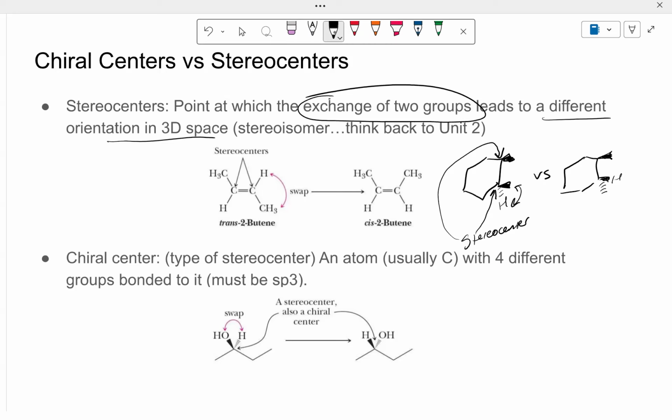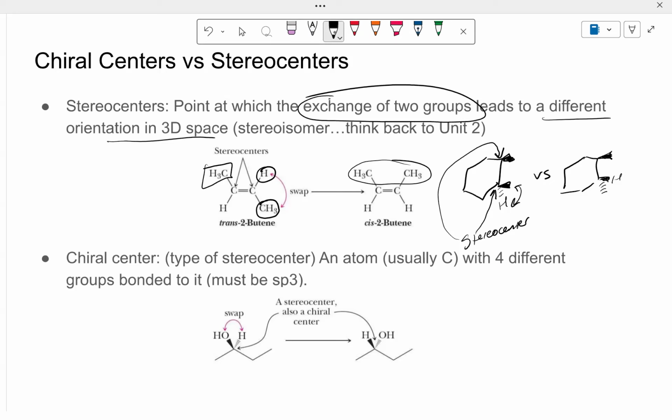If we look at this isomer here of 2-butene, if I were to take this methyl group and this hydrogen, notice how this methyl group is oriented to the one over here. They're kind of in opposite directions. If I were to physically take those two groups, the CH3 and the hydrogen, and rip them off, switch places with them, now they're in a different orientation in three-dimensional space. And so we call those things stereocenters.